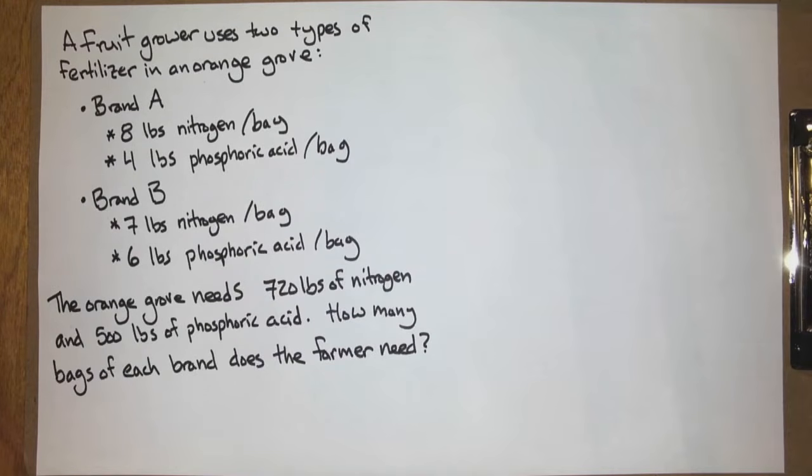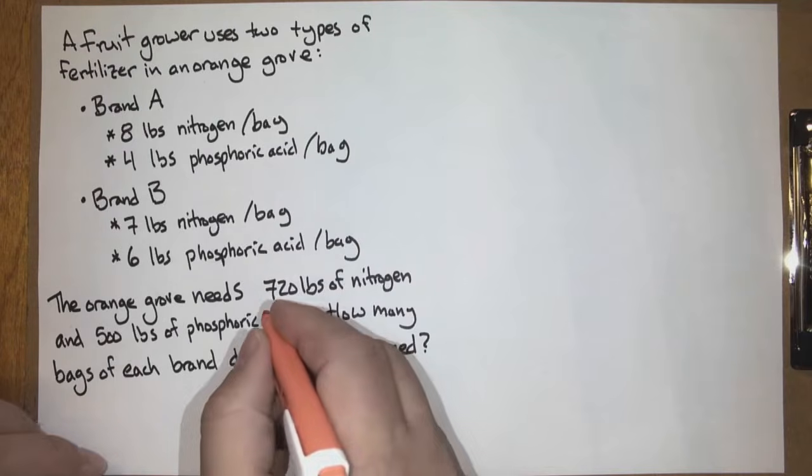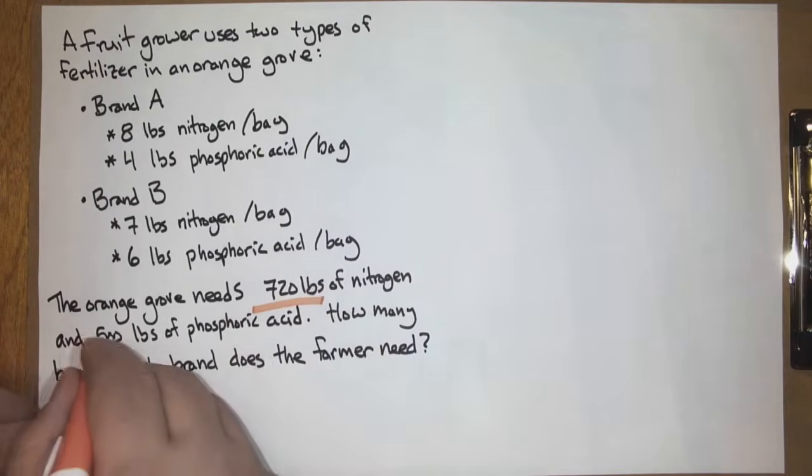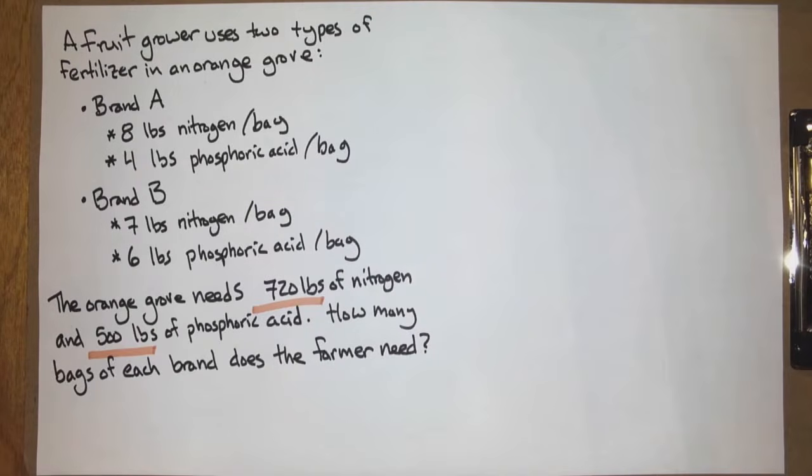So what needs to be true? Well, the orange grove needs 720 pounds of nitrogen and 500 pounds of phosphoric acid. So the question, how many bags of each brand does the farmer need? Now, if nothing else, we should at least say, hey, there's some numbers here. Those will probably enter into our problem. So we have the 720 pounds of nitrogen and 500 pounds of phosphoric acid.